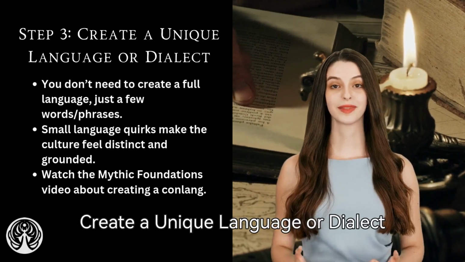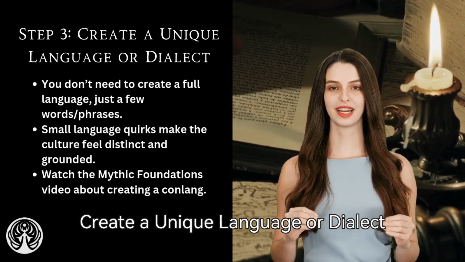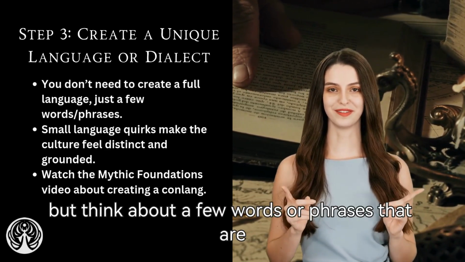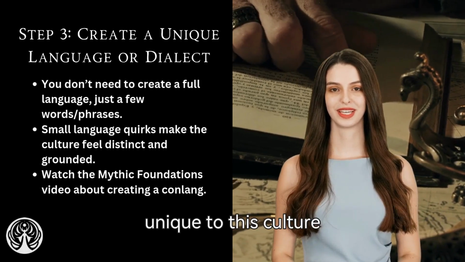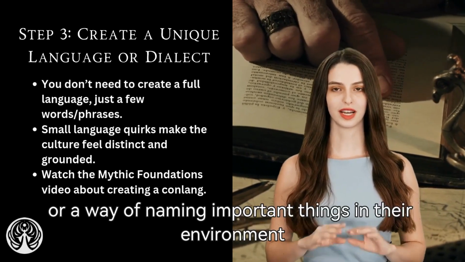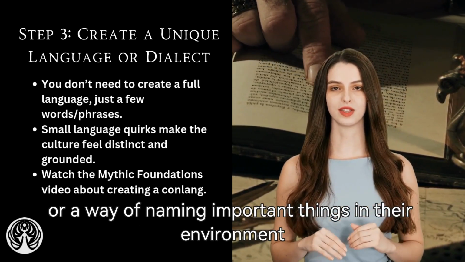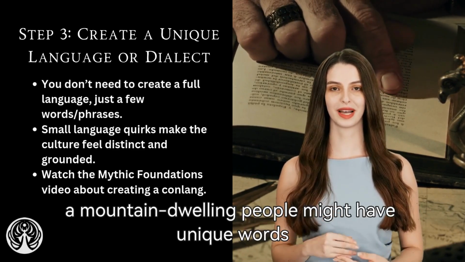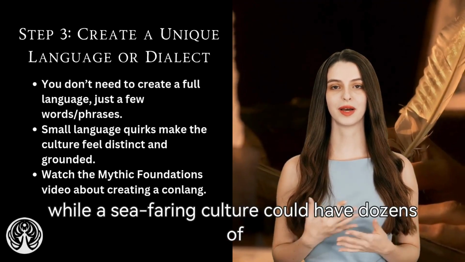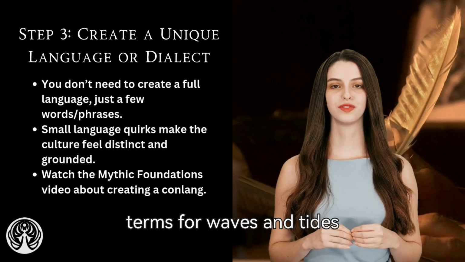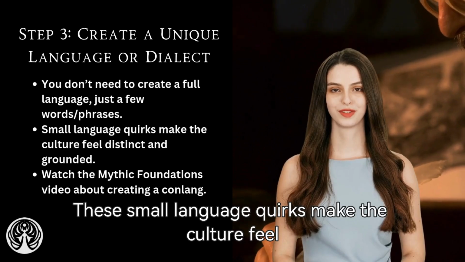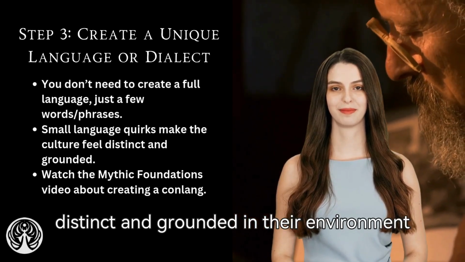Step 3. Create a unique language or dialect. Now, you don't need to create a full language unless you want to, but think about a few words or phrases that are unique to this culture. Maybe they have a special greeting, a phrase for good luck, or a way of naming important things in their environment. For example, a mountain-dwelling people might have unique words for different types of snow or rock, while a seafaring culture could have dozens of terms for waves and tides. These small language quirks make the culture feel distinct and grounded in their environment.